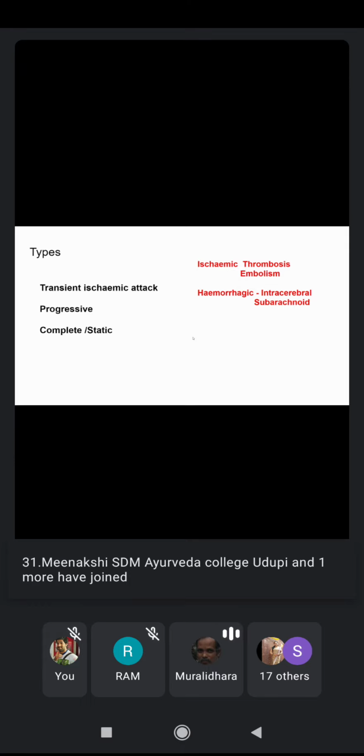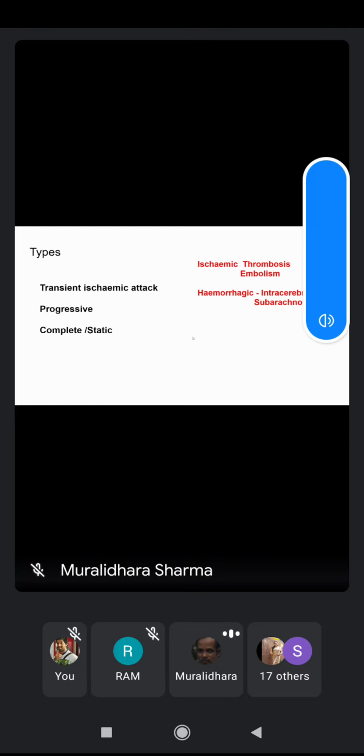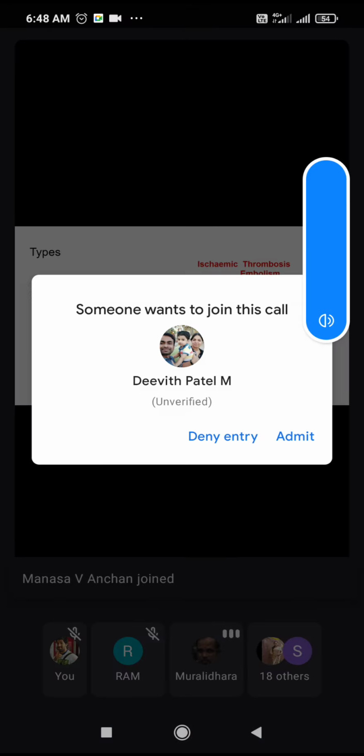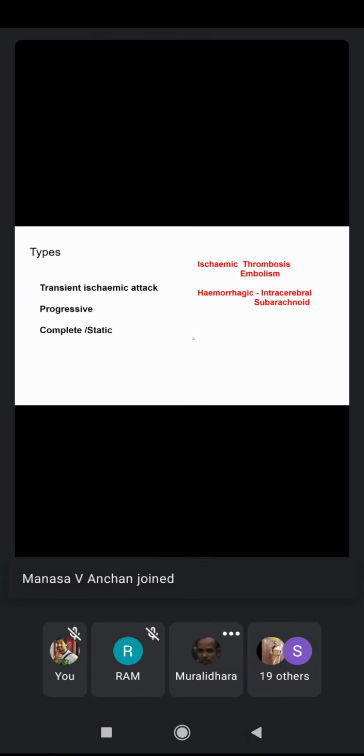Now, instead of going into the other part of the theory, we'll directly go into the clinical aspects. Clinically, the stroke could be of three varieties: transient ischemic attack, progressive, complete, or static. Transient ischemic attack means the patient has a neurological deficit temporarily and recovers within 24 hours. Most of the times, the cause for the transient ischemic attack is hypertension.